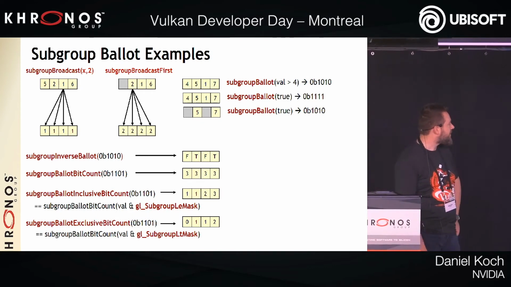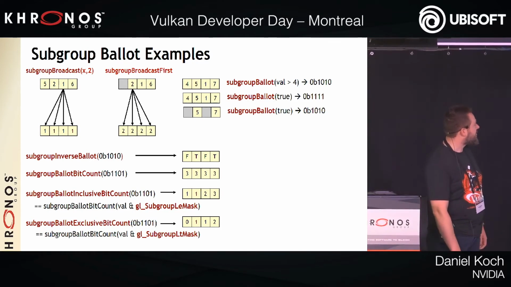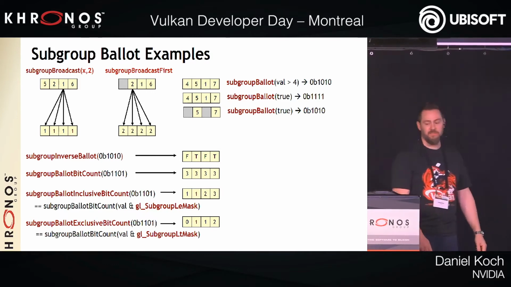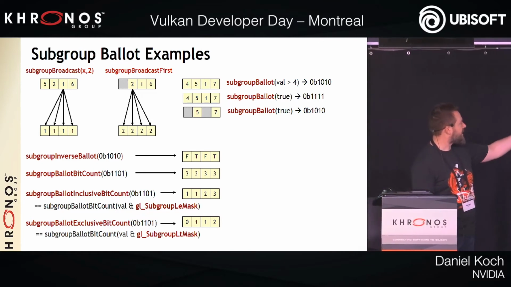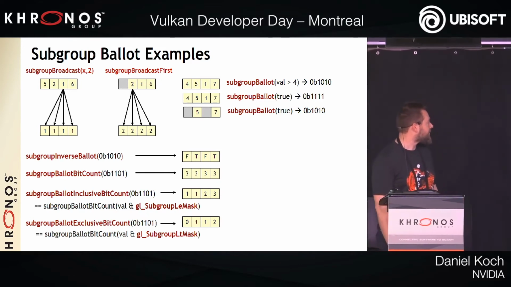The top right there, if you have the data 4, 5, 1, and 7, what does the subgroup ballot of value greater than 4 give you? It gives you a bit field of 1, 0, 1, 1. Just remember the bits are listed in the opposite order of my subgroup, so that's not confusing. Subgroup ballot of true shows you which threads are active. The middle one there, they're all active. The bottom one, only 2 invocations are active.